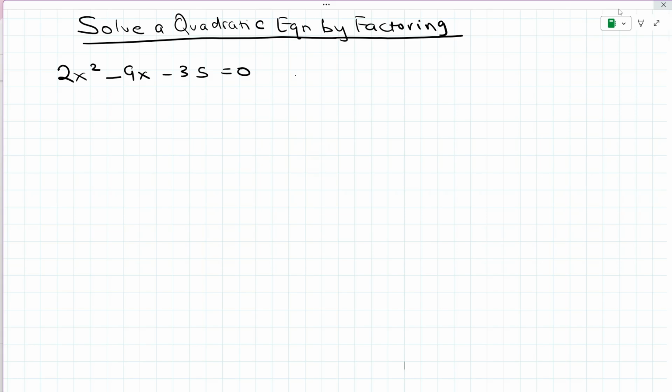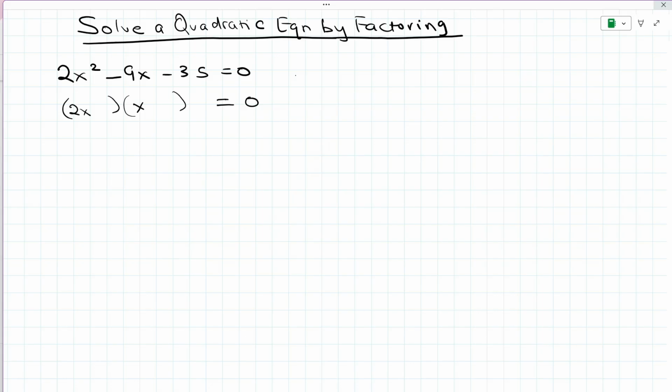So we'll start off by factoring. In other words, by breaking down the left-hand side into two parentheses, multiplied together to give us the original equation. This is supposed to be equal to 0. So we need to look at 2x squared and find two factors which when multiplied together will give us 2x squared. And clearly this will be 2x, and we'll have x in the next parenthesis.